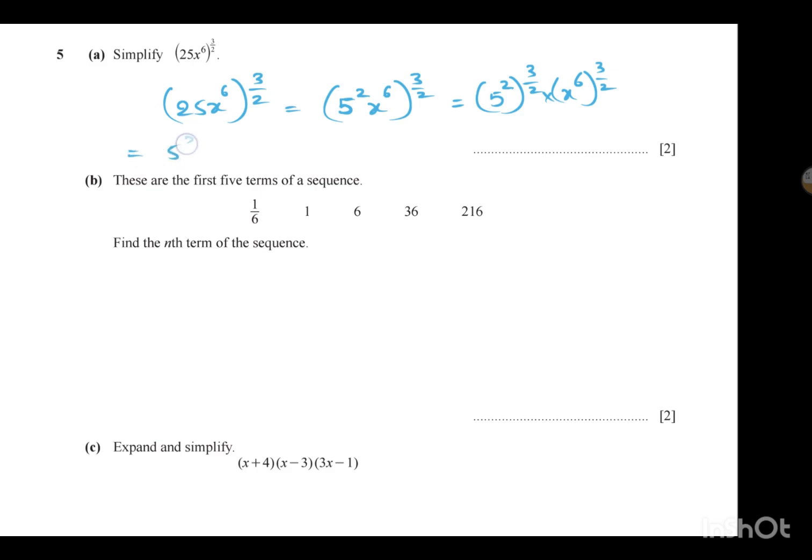Now 5 raised to 2 into 3 by 2 into x raised to 6 into 3 by 2. 2 gets cancelled. 2 times 3 is 6, so it will be cancelled. So you will be left with 5 cube and x raised to 3 into 3 is 9. So 5 cube x raised to 9 can be written as 125 x raised to 9.